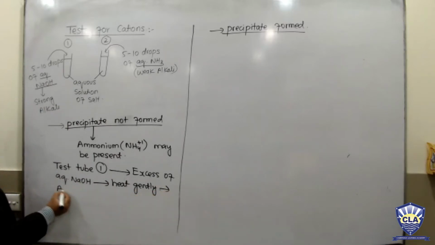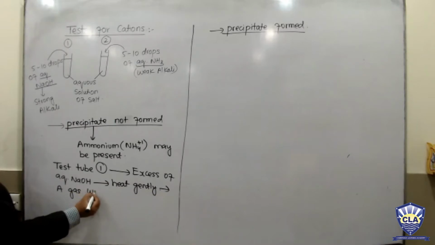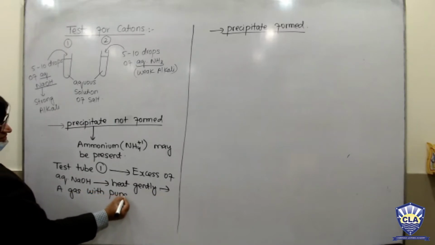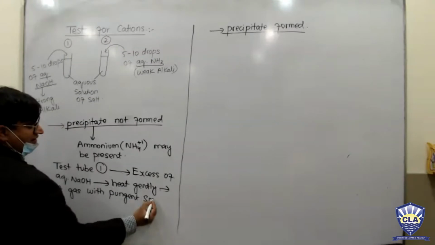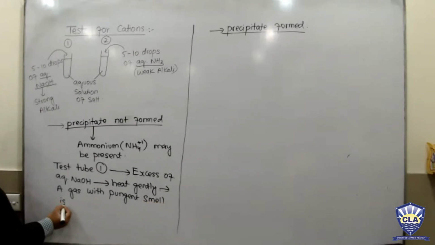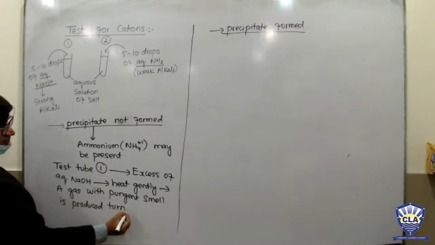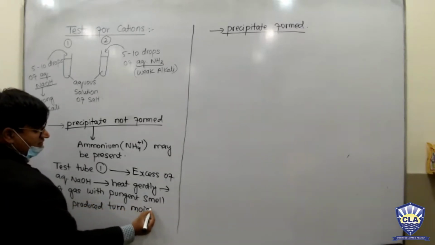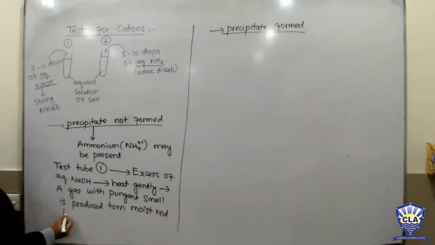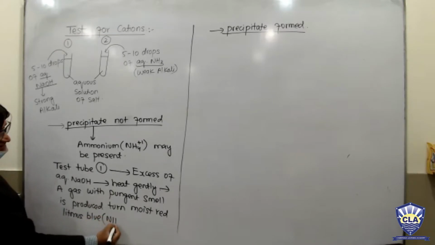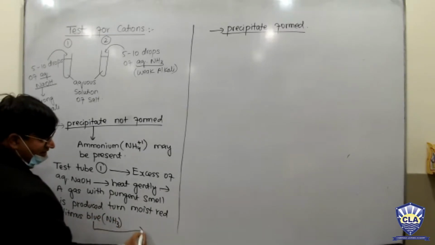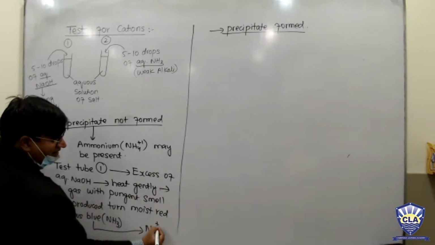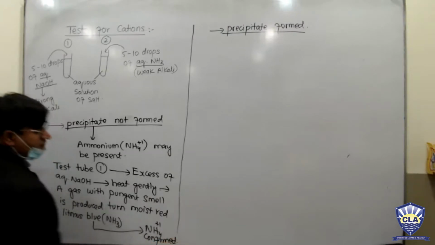A gas with a pungent smell is produced, which turns moist red litmus blue. So that gas is actually ammonia gas, and remember, your ammonium ion is being confirmed. It is confirmed. You got it?